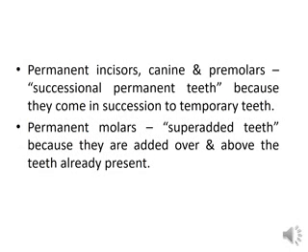Now the permanent incisors, canines and premolars are called successional permanent teeth because they come in succession to temporary teeth. And the molars are called superadded teeth because they are added over and above the teeth already present. They do not replace any temporary teeth in the oral cavity.